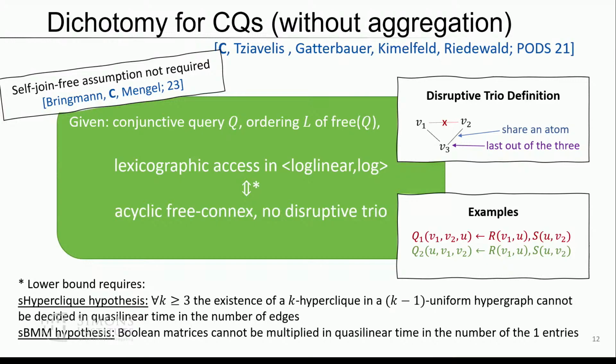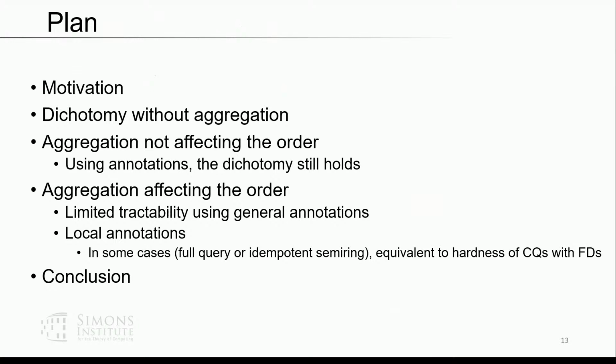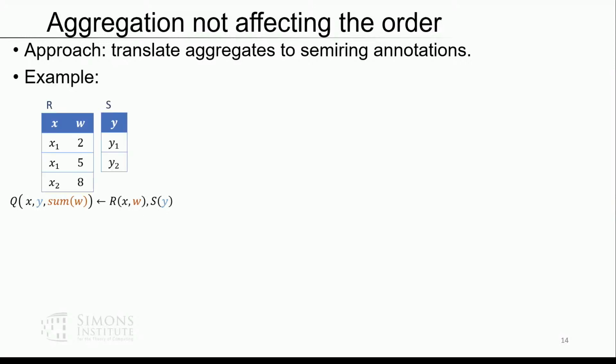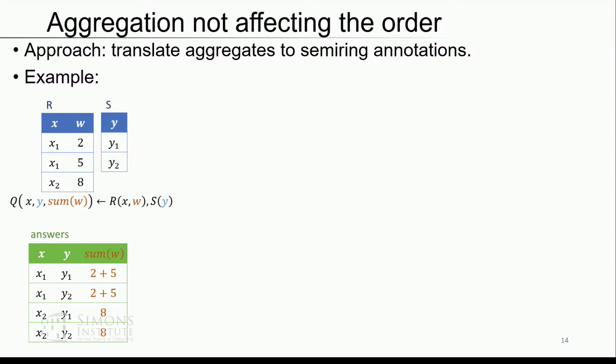Okay, so this was without aggregation. Now what happens when we want conjunctive queries with aggregation? So our idea is, surprise, surprise, use semi-rings. We translate the aggregations to semi-rings, and you can see here an example. This is what we want to solve. These are the answers you're expecting to get. This is the array you're trying to simulate.